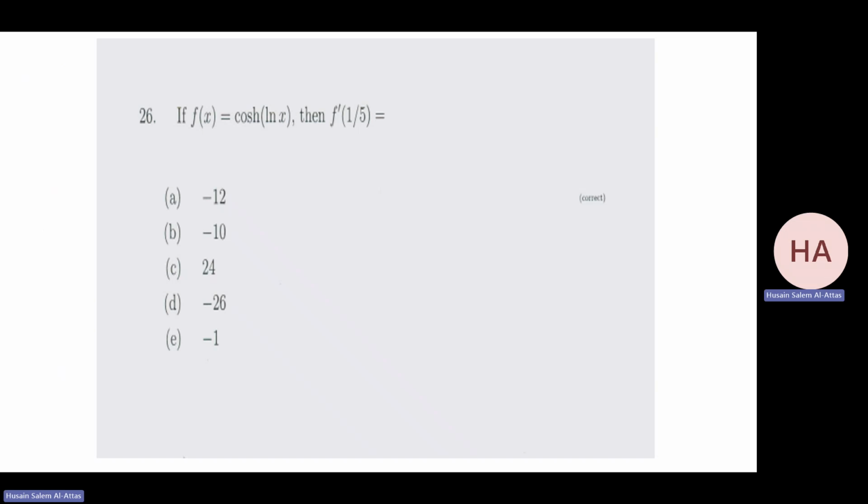If f of x equals cosine hyperbolic of ln x, find f prime at 1 over 5. Okay. What is f prime? It will be sine hyperbolic of ln x times 1 over x. Sine hyperbolic of u times derivative of u.